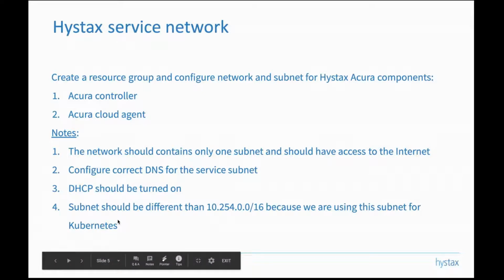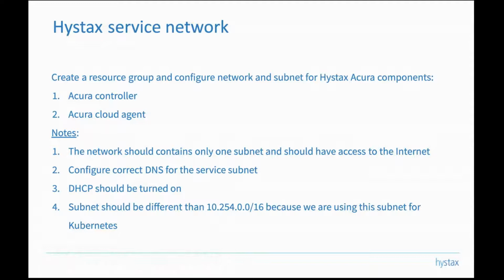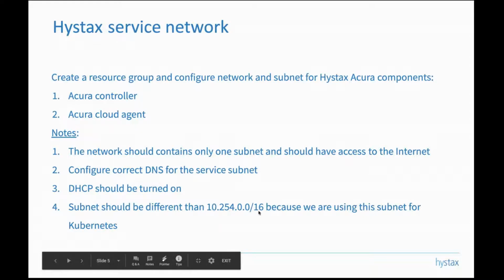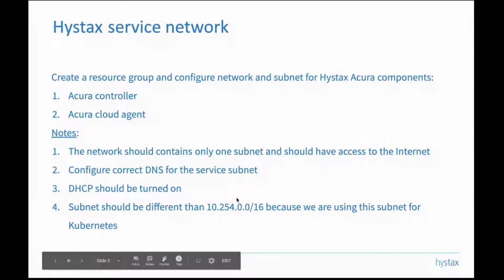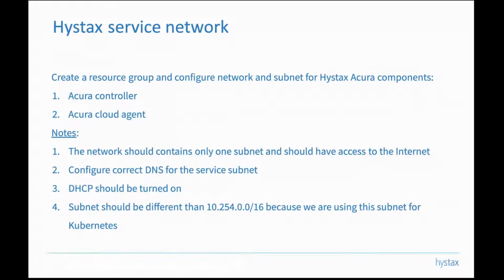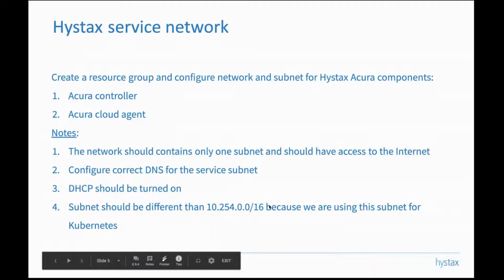The next important thing is that the subnet that our internal Kubernetes works in is 10.254.0.0 with mask 16. Because of this, the subnet that will be used for Acra should be different from this one, because of the conflicts that may happen if the subnets are the same or overlap.